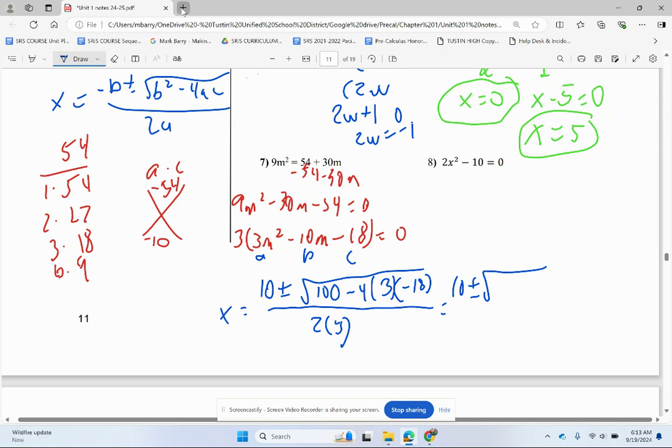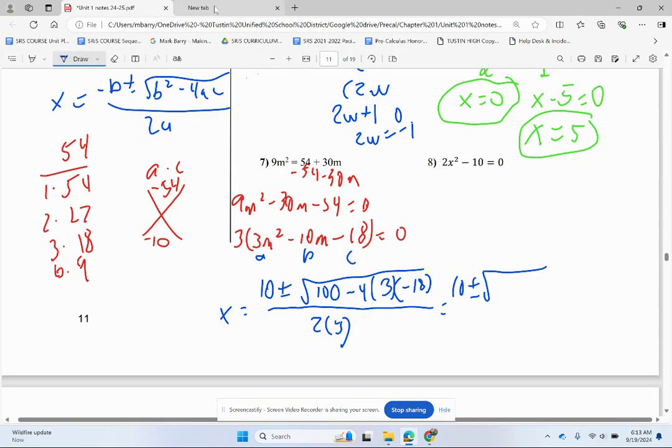Or what's 12 times 18? Let's look it up. Alright, it's not going to work for me. I'm going to grab my calculator. 12 times 18 is 216, so this would be 316 in there, divided by 6.